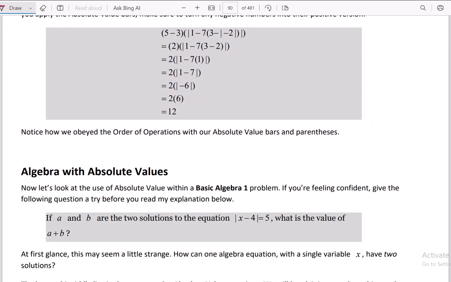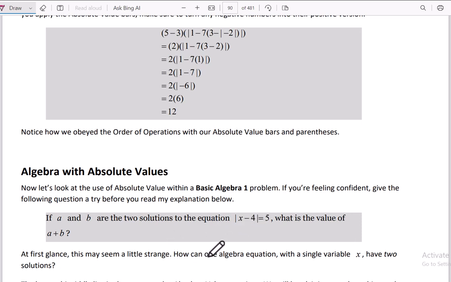Okay, now I have a question. It says, okay, let's just read this. Algebra with absolute value. So now let's look at the use of absolute values with a basic algebra 1 problem. If you are feeling confident, give the following question a try before you read my explanation. So let's go through this. It says, if A and B are the two solutions to the equation, absolute value of x minus 4 is equal to 5, what is the value of A plus B?